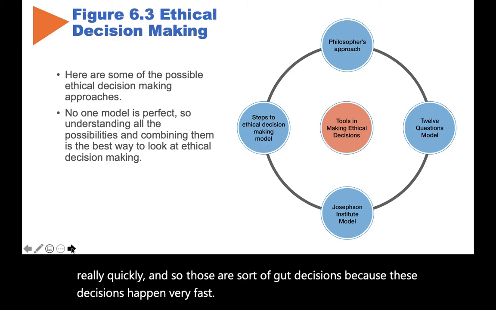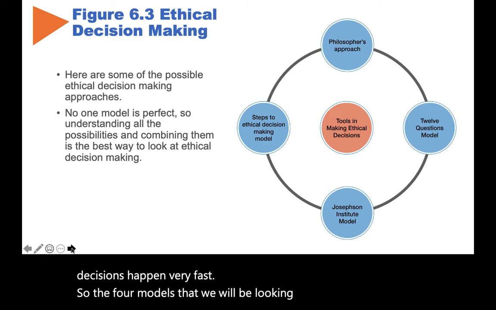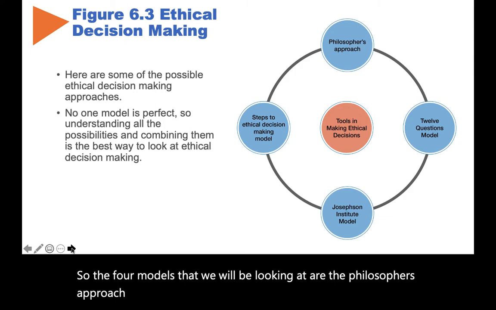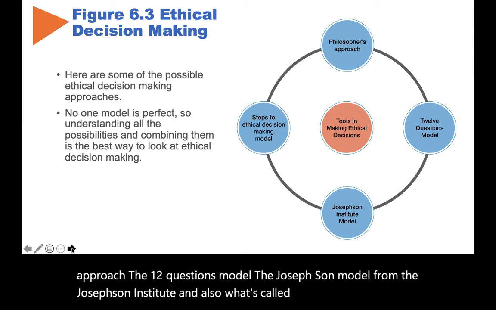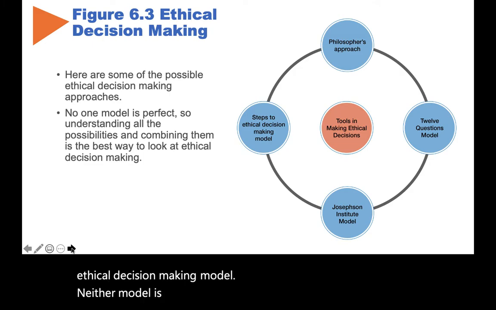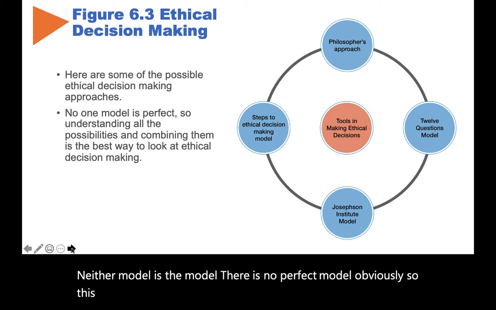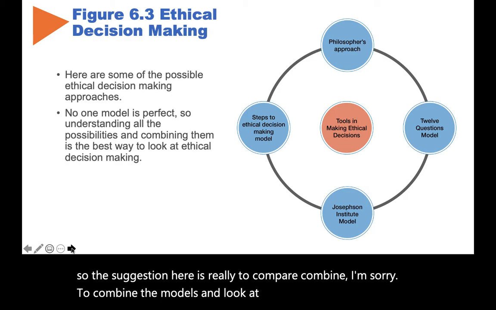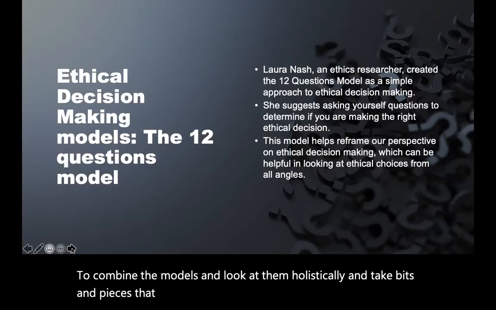So the 4 models that we will be looking at are the Philosophers approach, the 12 questions model, the Josephson model from the Josephson Institute, and also what's called the steps to ethical decision making model. Neither model is the model. There's no perfect model, obviously. So the suggestion here is really to combine the models and look at them holistically and take bits and pieces that work. And that might be the best way for us to make decisions.